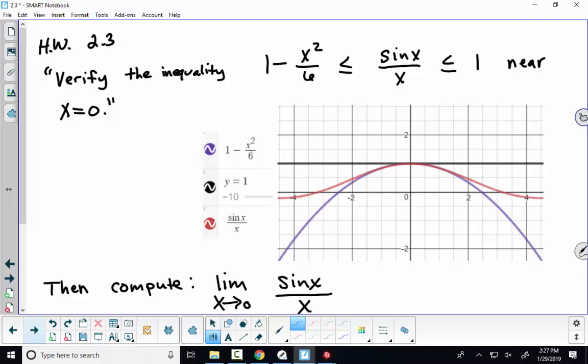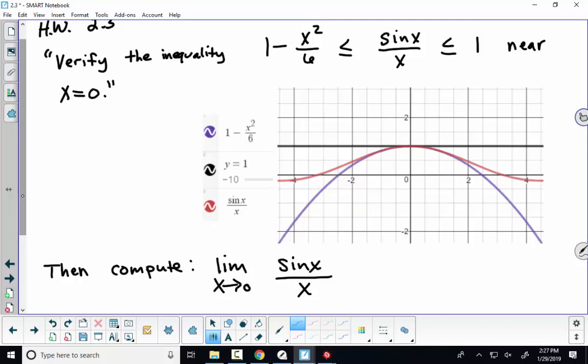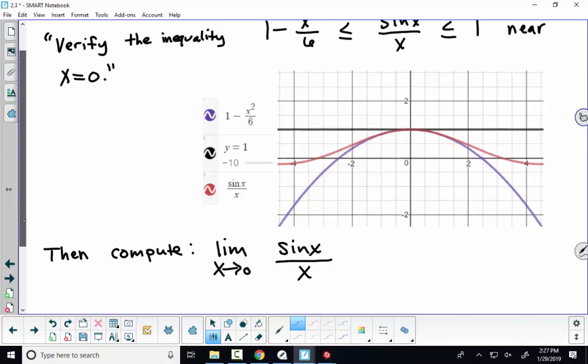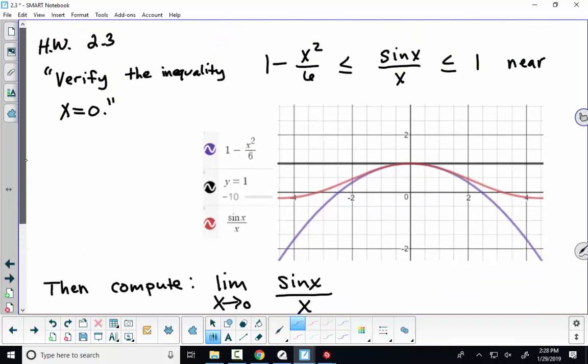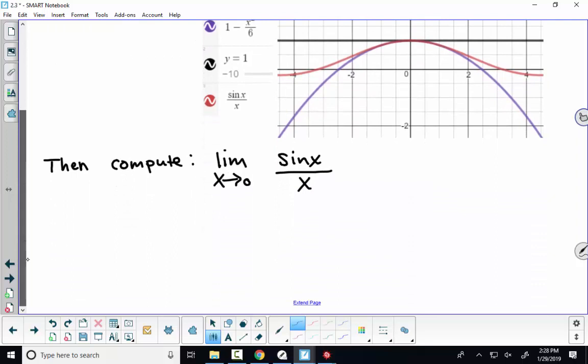Once we've had that inequality verified, if this were on the exam, I would just say this is true for all values, and then have you compute the limit as x approaches 0 of sine x over x, knowing that this inequality is true. So we start with the inequality. The limit we're trying to answer is stuck in the middle between those two well-behaved functions: 1 minus our quadratic, and the function 1, which is our horizontal line at 1. So we just graph each individual function to verify that.